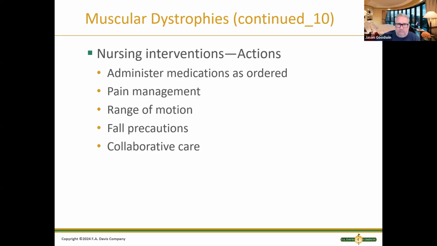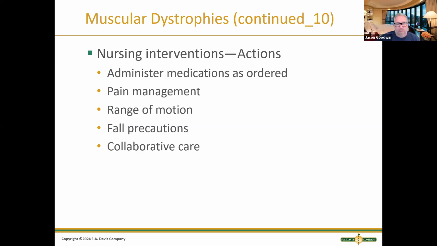Pain management: you can administer non-opioids like ibuprofen, Tylenol, aspirin, and ideally that can be effective so that you don't have to use opioids. Any kind of range of motion exercise would encourage maximum function and decrease potential contractures. These patients are always going to be on fall precautions because of the increasing weakness and the instability. You're going to have to keep an eye on them and follow the policies explicitly around fall precautions.